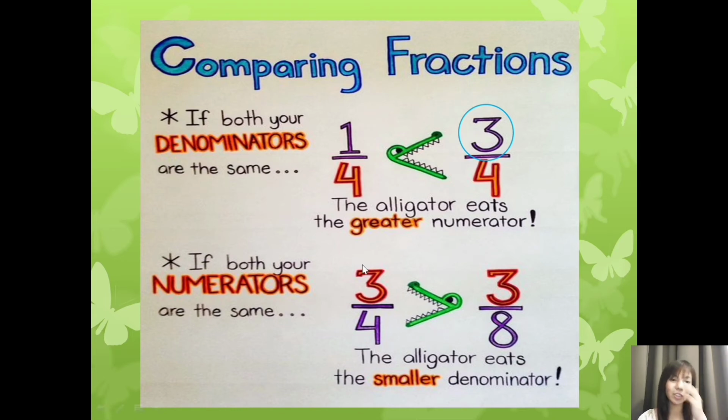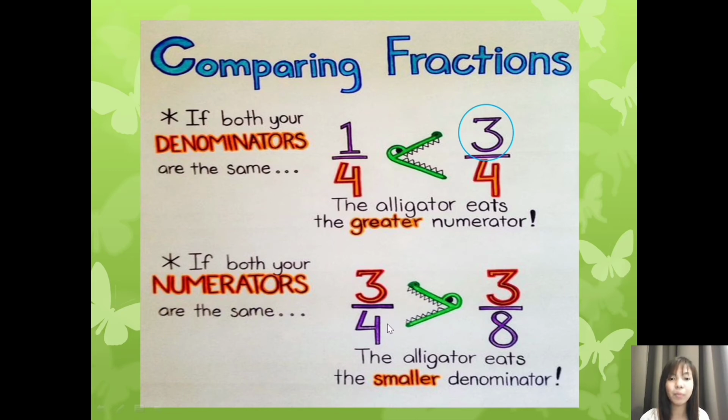Next, another condition. If both the numerators are the same. So in this example, 3 over 4 and then 3 over 8. You see that they have the same numerator, 3, right? If that's the case, look at the denominator. The smaller the number in the denominator, the greater the value of the fraction.